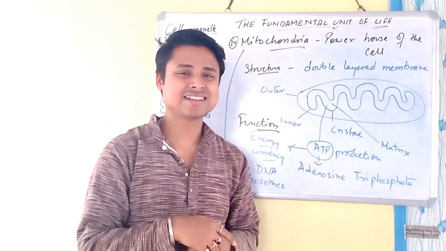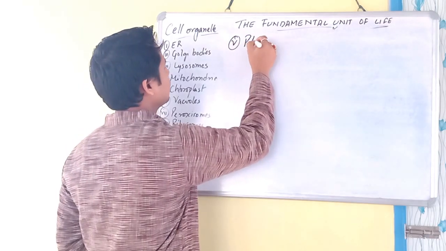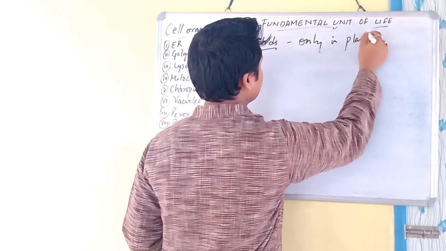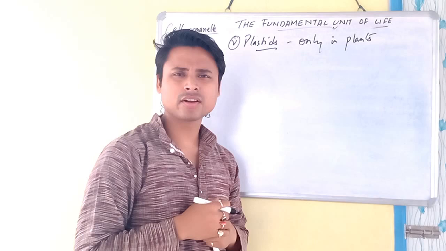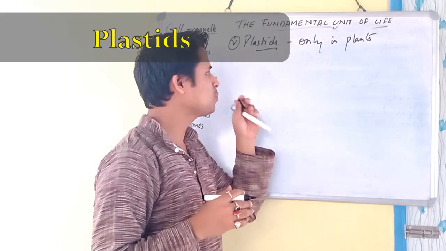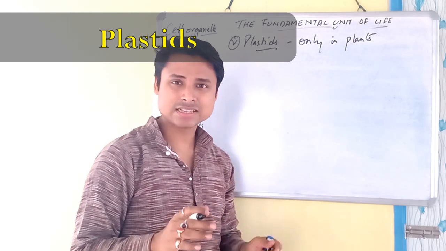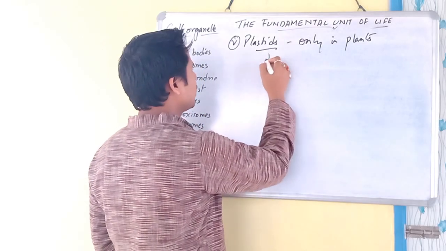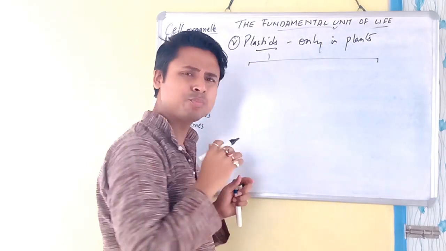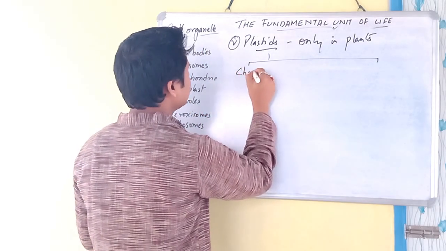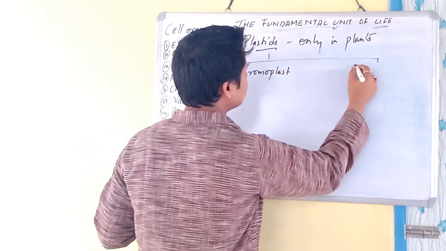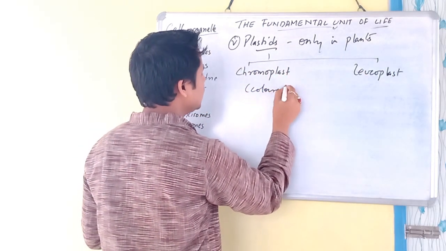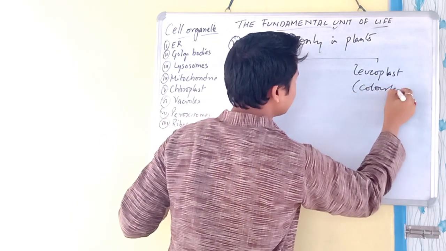Next, another cell organelle. The next cell organelle is the plastid. These plastids are only present in plants. Yes, like the cell wall, it is also only present in plants. This plastid is classified broadly into two categories. One we call chromoplast, another one is leucoplast. Chromoplast is a colored plastid, this is a colorless plastid.